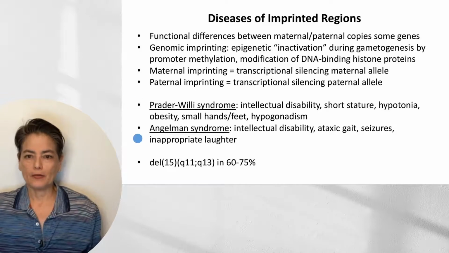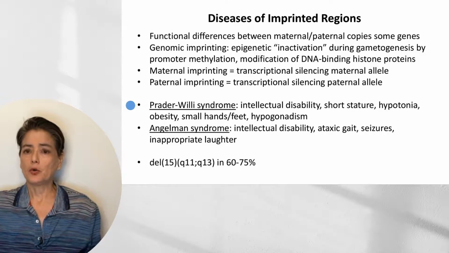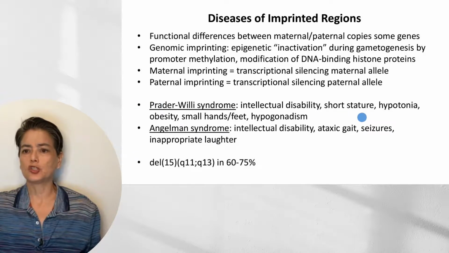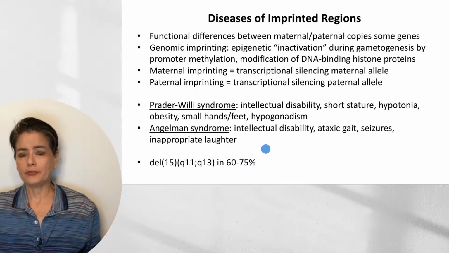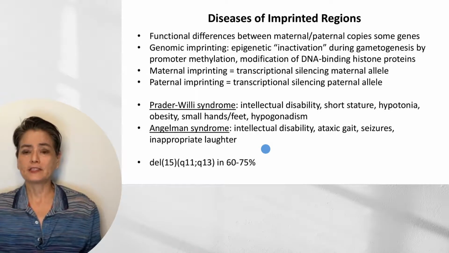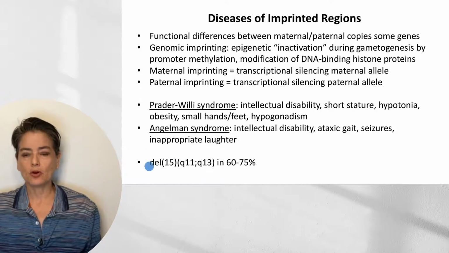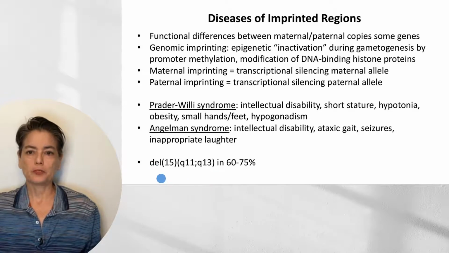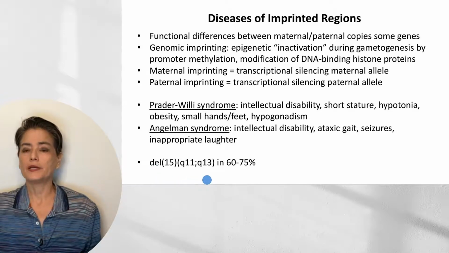And the way we learned about this was that we have 2 syndromes that seemed completely unrelated. Prader-Willi syndrome and Angelman syndrome. Now, while both have intellectual disability, the former also has these additional findings: short stature, hypotonia, obesity, etc. Whereas in Angelman syndrome, we had ataxia, seizures, and inappropriate laughter. So 2 apparently completely different diseases. But using classical cytogenetics, it was found that about 60 to 75% of these kids had the same chromosomal abnormality, deletion in chromosome 15 from band Q11 to Q13.